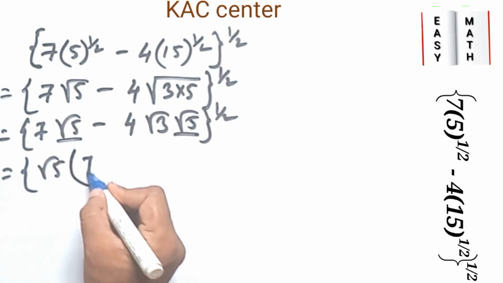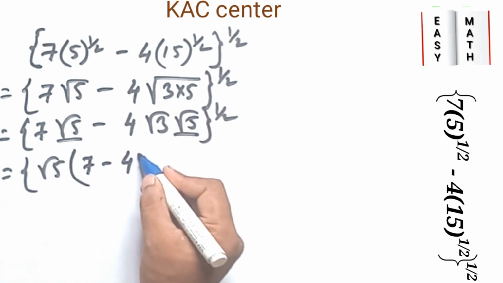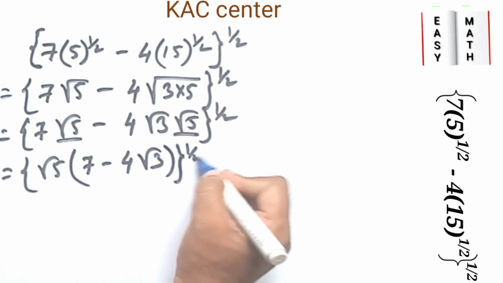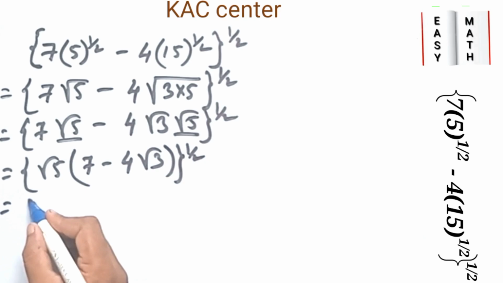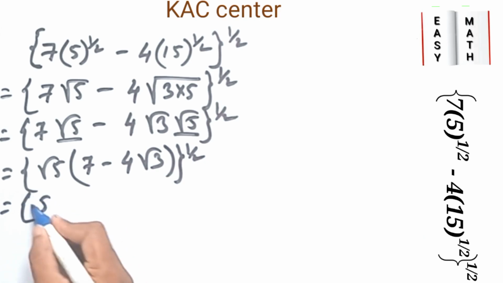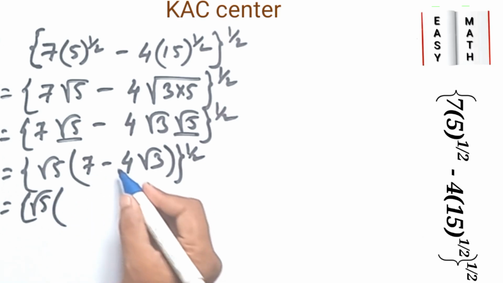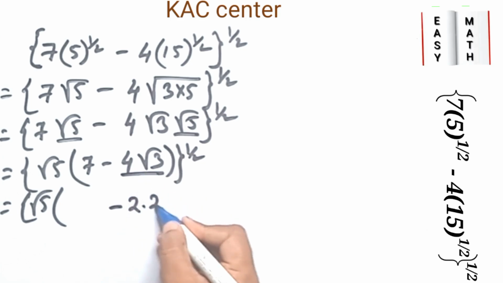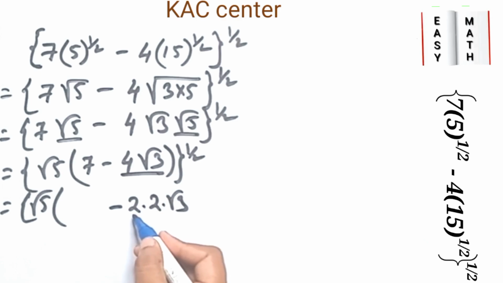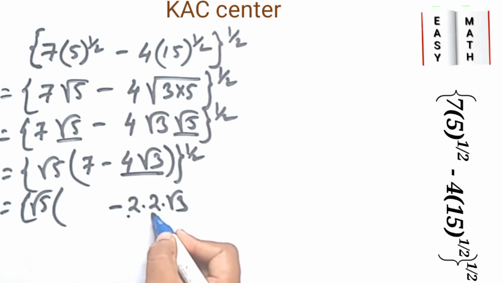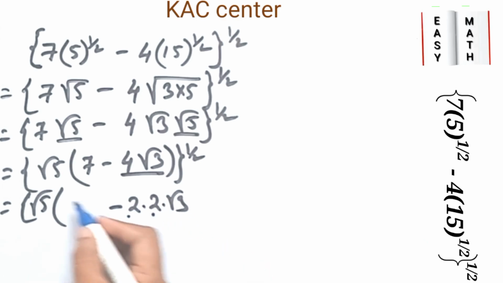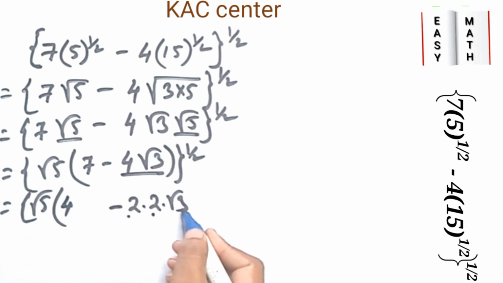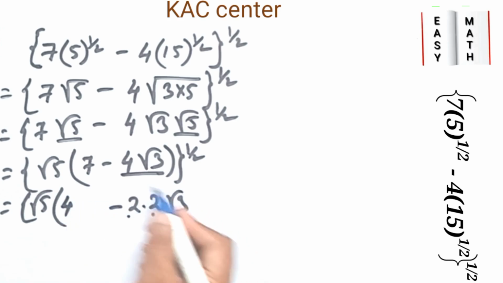So there is the 7 minus 4 and this 3. We can write this as 2 root 3, and this is the 2ab, this is a, this is b. So we can write the 2 square is 4, and this is the root 3, and root 3 square is 3.